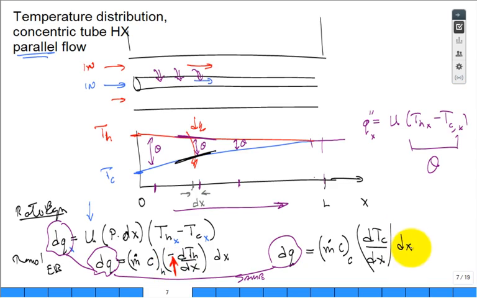Well, guess what you can do? You can work with your mathematical muscles and come up with an overall energy balance statement for the whole heat exchanger. We're going to do that in detail, or at least show it, not for the parallel flow, but for the counterflow. They're very, very similar derivations. Instead of doing both, let's just do one.